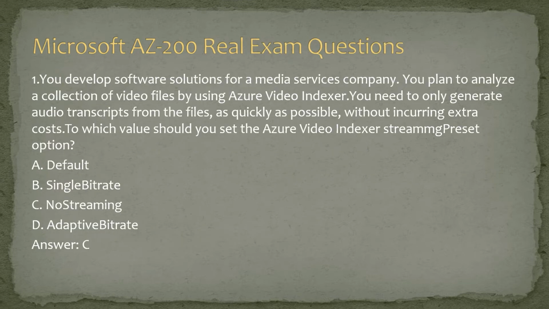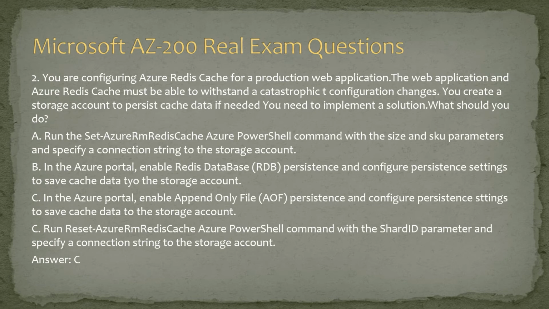1. You develop software solutions for a media services company. You plan to analyze a collection of video files by using Azure Video Indexer. You need to only generate audio transcripts from the files, as quickly as possible, without incurring extra costs. To which value should you set the Azure Video Indexer StreamingPreset option? A. Default. B. Single bitrate. C. No streaming. D. Adaptive bitrate. Answer: C.